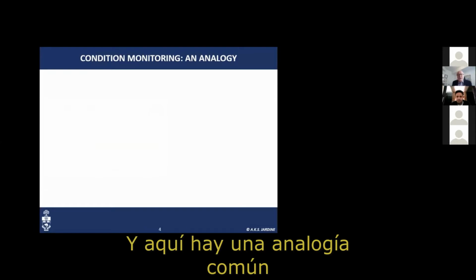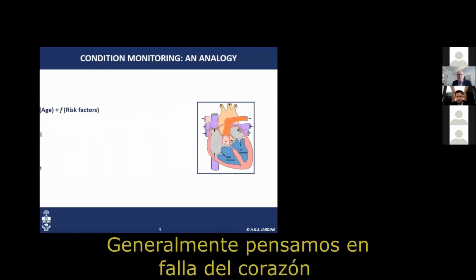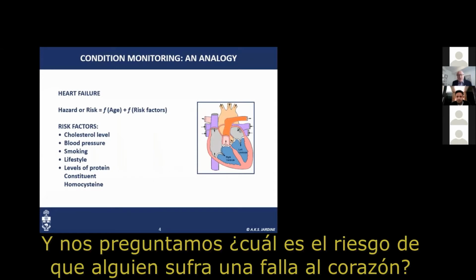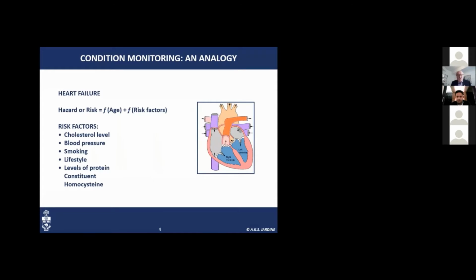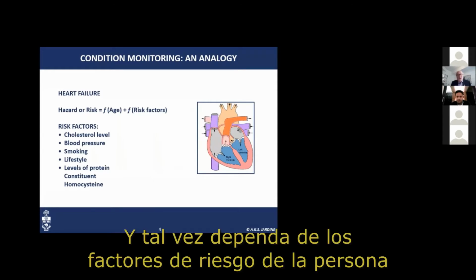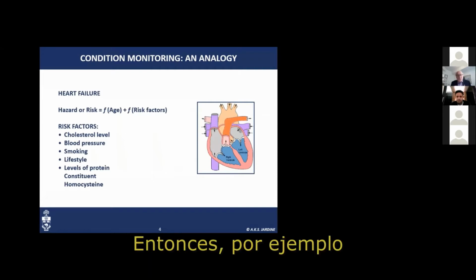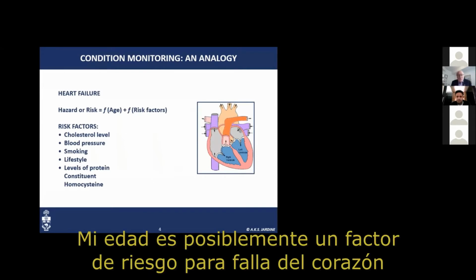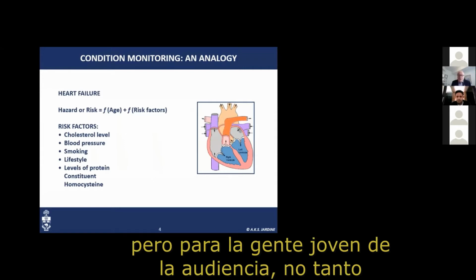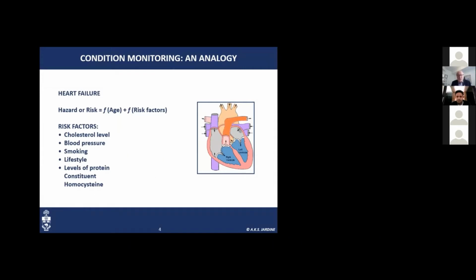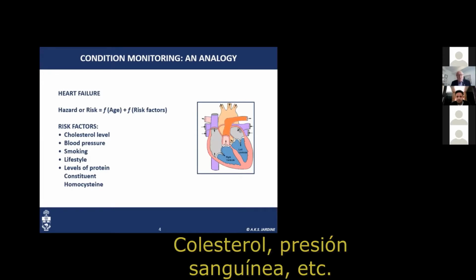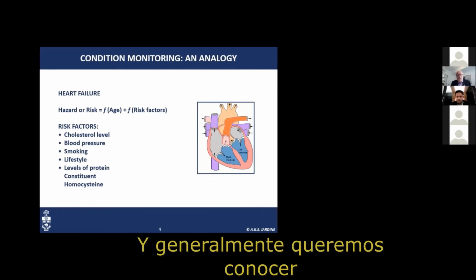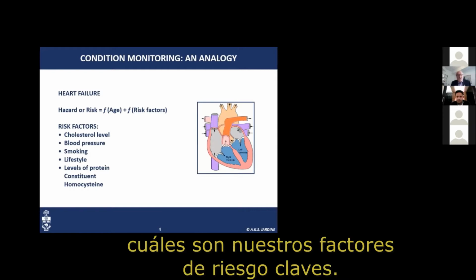And here's a common analogy. We often think of heart failure and ask ourselves the question, what's the risk of someone suffering heart failure? And perhaps it depends on the person's age, and perhaps it depends on the person's risk factors. So, for example, my age is possibly a risk factor for heart failure, but for young people in the audience, not so important. But there are also risk factors, cholesterol, blood pressure, and so on. And we often want to find out for ourselves what our key risk factors are.